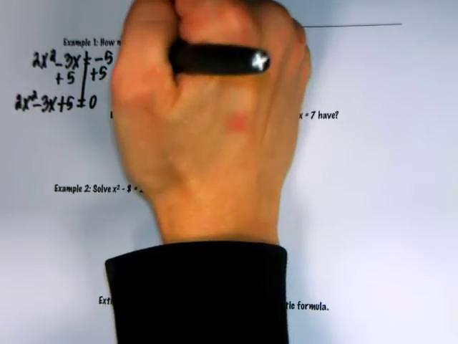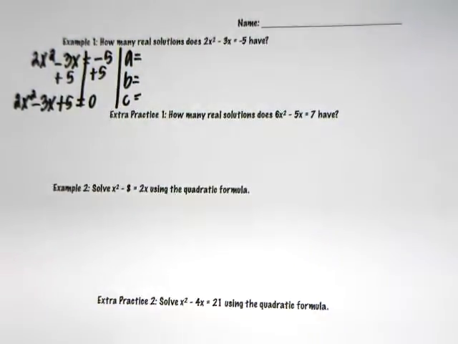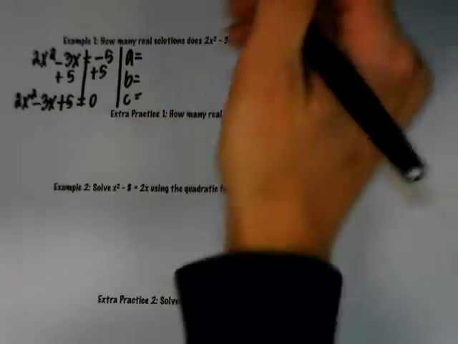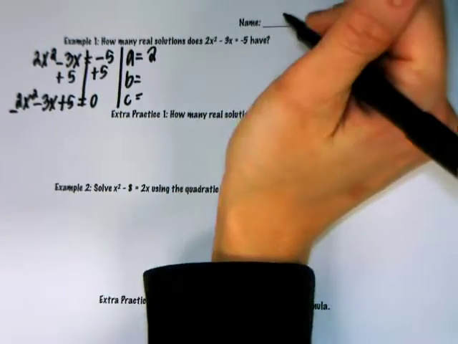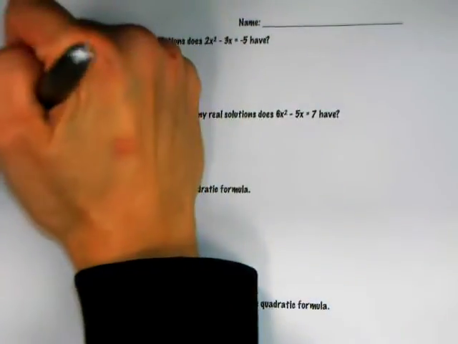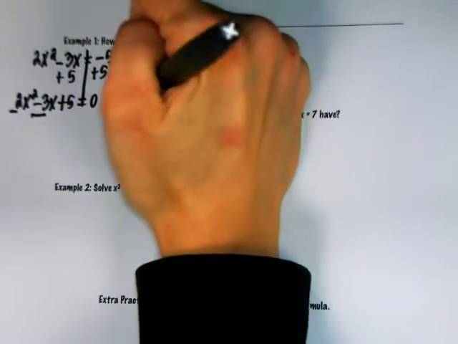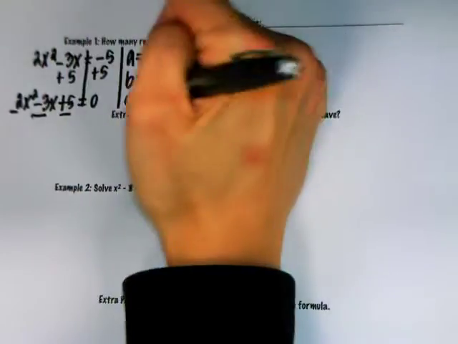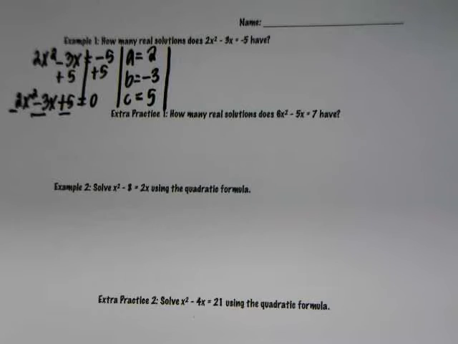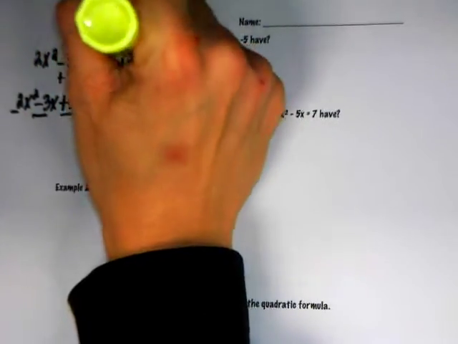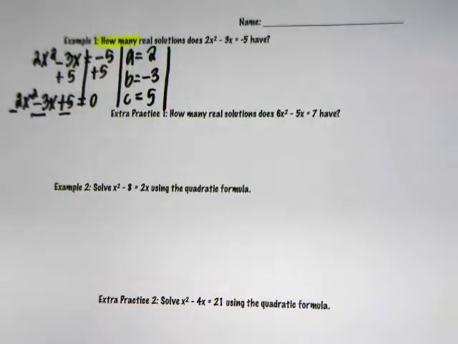Okay, so next we're going to label what our a, b, and c are. So remember, a is always the number that's in front of the x squared. So what's in front of the x squared? 2. 2, yep. B is always in front of just the single x, so what's that going to be? Yep, negative 3. And c is always going to be the constant without a variable, so what's that? 5, yep. And so since it's asking how many solutions, that's how you know to use just the discriminant, okay?